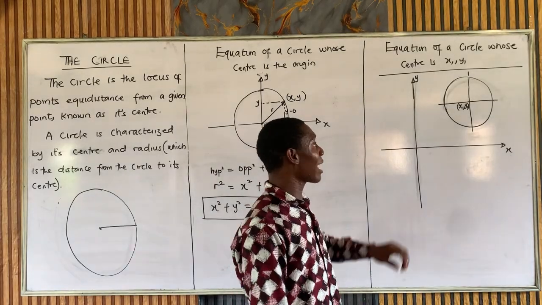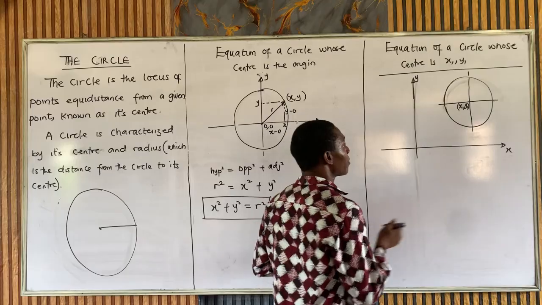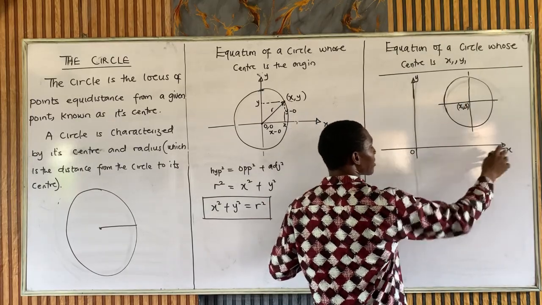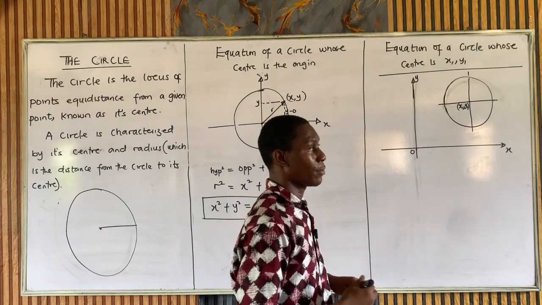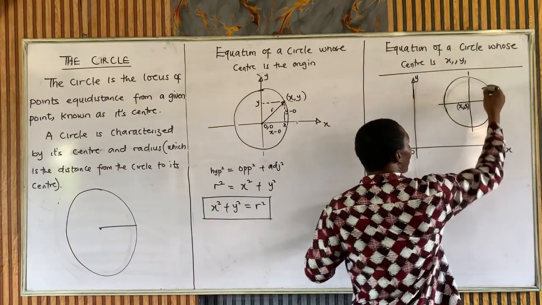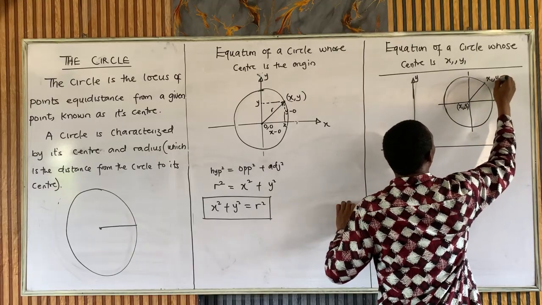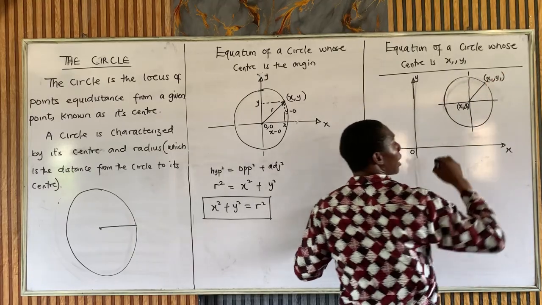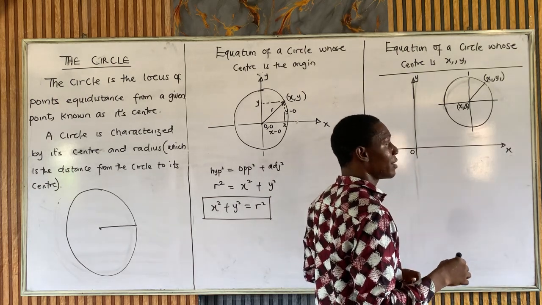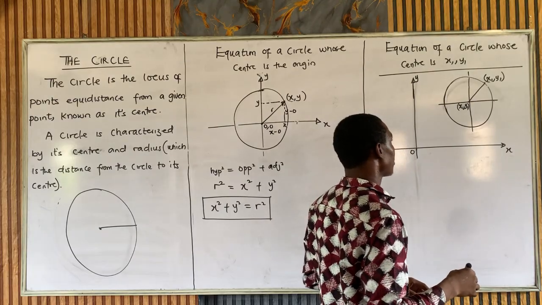So let's look at the equation of a circle whose center is not the origin. I have a circle here whose center is x1, y1, and this is the origin of this graph. Now, again, let's say I have a point here which is x, y, and I want to get the equation of this circle. How would we do that?